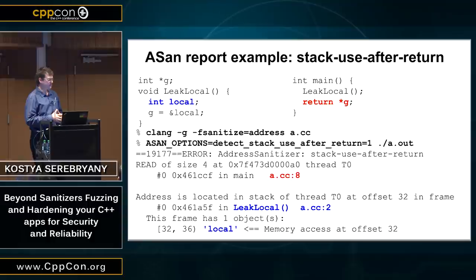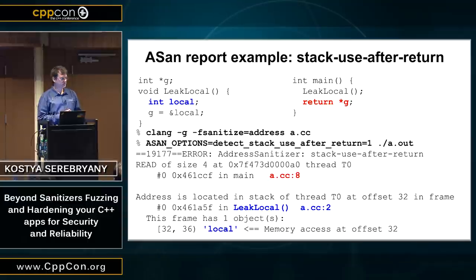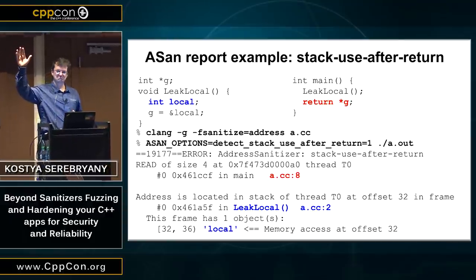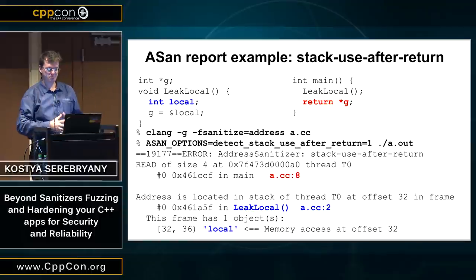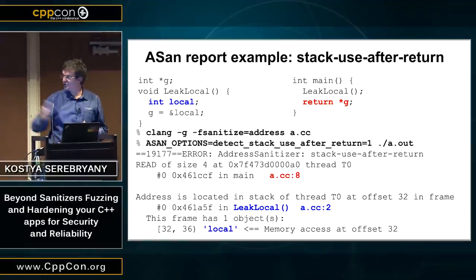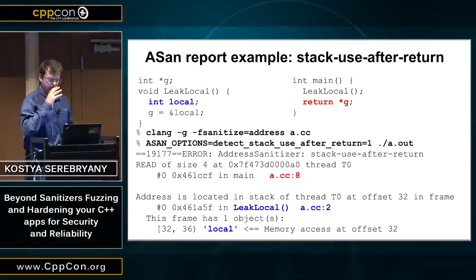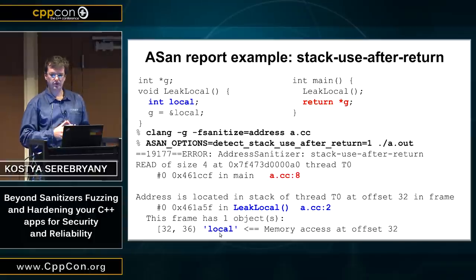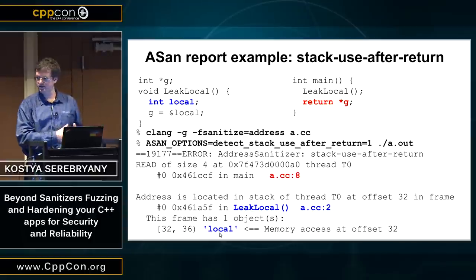A fancier kind of dangling pointer, we call it stack use after return. It's when you take an address of a local variable on the stack, you leak it somewhere into a global state, you exit the function, and then you continue using this pointer. How many of you have debugged such bugs in the wild? We share the same pain. The tool can find these bugs relatively easily, and it will also show you which local variable of a function that has already exited was used.